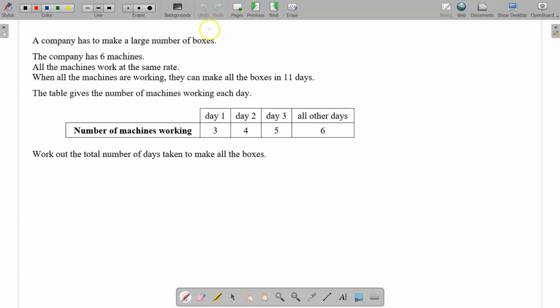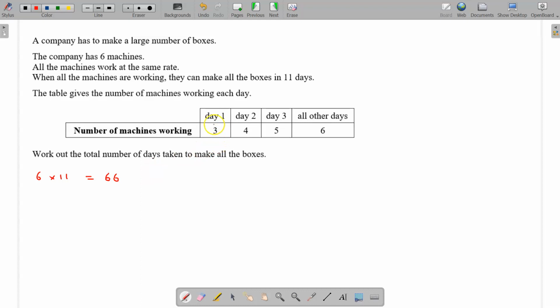The company has to make a large number of boxes, 6 machines. All the machines work at the same rate. And it says when all the machines are working, they can make all the boxes in 11 days. So we have this concept of what we might call machine days. 6 times 11 is 66 machine days. What does that mean? It means that if you had 3 machines, you would need 22 days, or if you had 12 machines, you would need 5.5 days. In other words, the product of the 2 would always have to be 66.